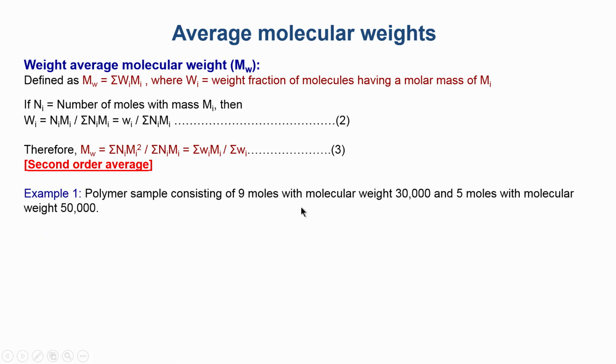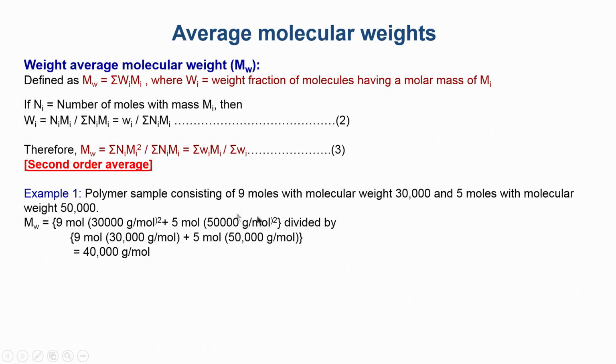So another example, very similar to what we had done last time, but this time we want to compute the weight average molecular weight. So we have 9 moles with molecular weight of 30,000 and 5 moles with molecular weight of 50,000. In that case, all we have to do is use these formulas and multiply the 9 mole with 30,000 square and then apply this formula, and we will get 40,000. Note this is very different from what you got last time, where you got close to about 37,000. So that highlights that the weight average molecular weight is different from the number average molecular weight.